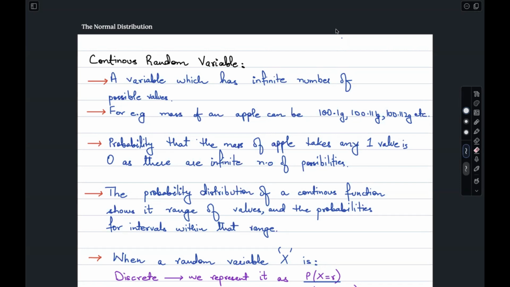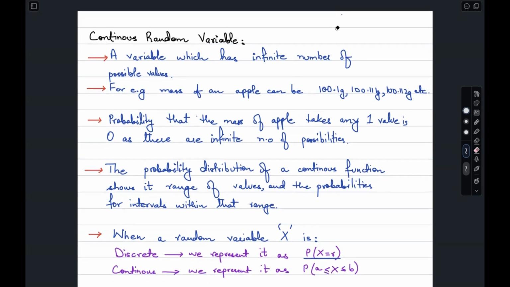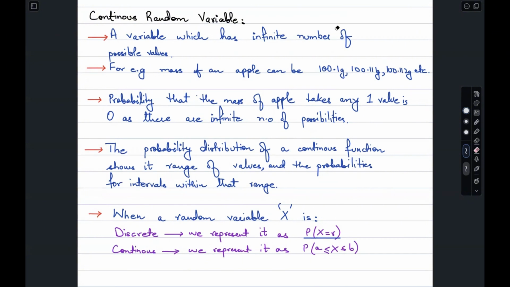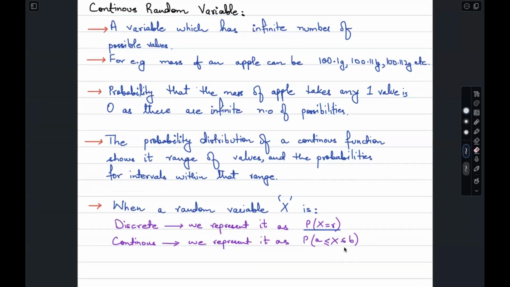So the probability distribution of a continuous variable represents the range of its values and the probabilities for intervals within that range. When a random variable x is discrete, it is represented as the probability of x equals r, as it can take any particular value. However, when a random variable is continuous, we represent it as the probability of x being less than or equal to a particular value and greater than or equal to another value.